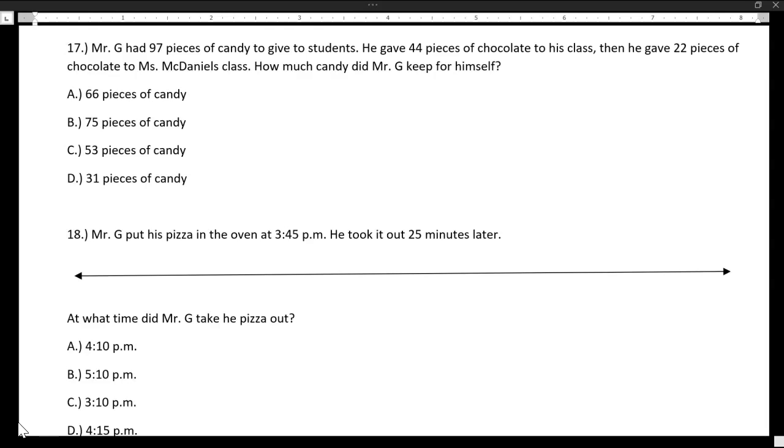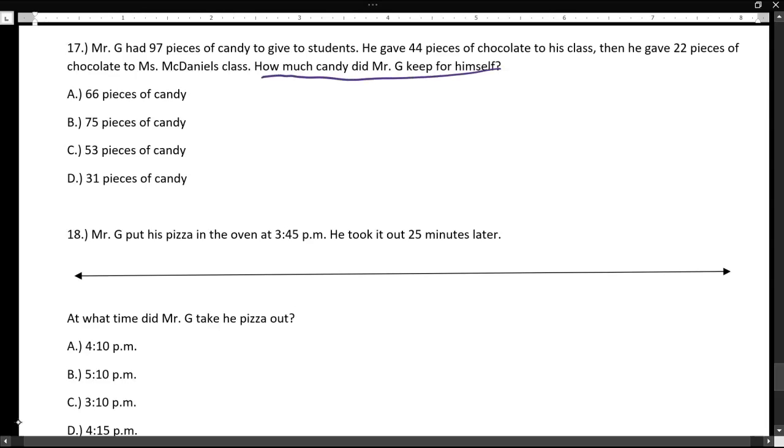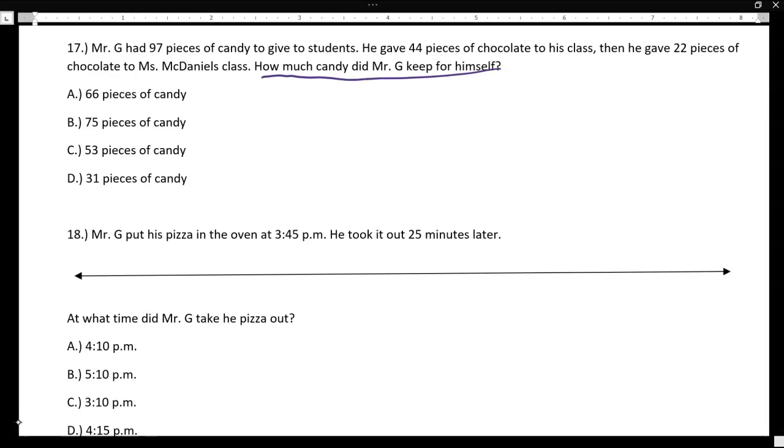17. Word problem. What should we be using? Scooby! Soak it up, read the problem. Mr. G had 97 pieces of candy to give to students. He gave 44 pieces of chocolate to his class. Then he gave 22 pieces of chocolate to Ms. McDaniel's class. How much candy did Mr. G keep for himself? Clue in, underline the question. On your question mark, go backwards until you come to a capital letter or period.